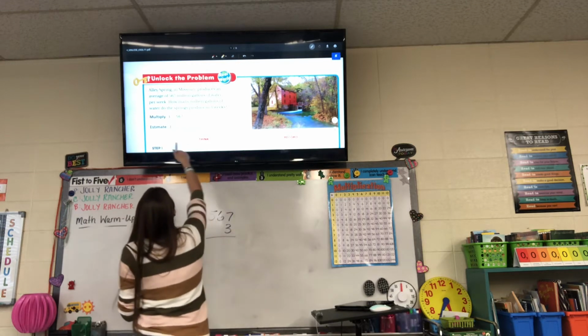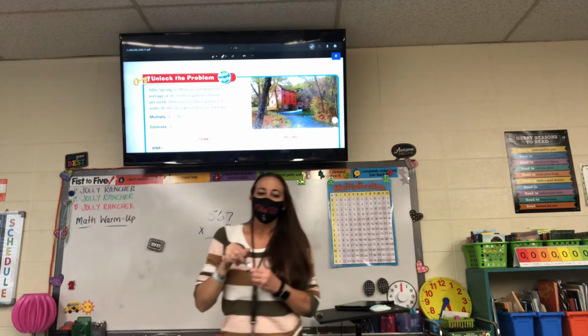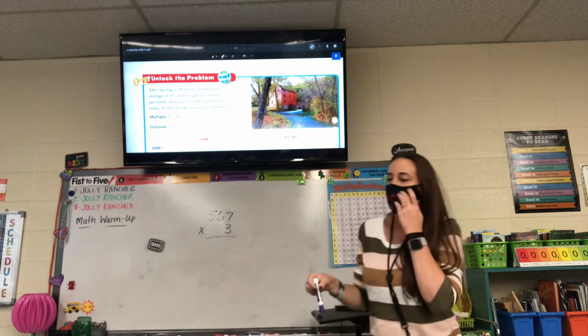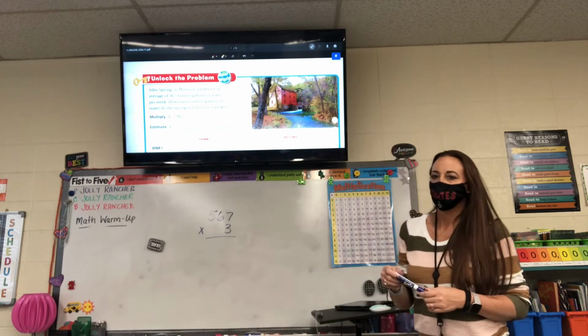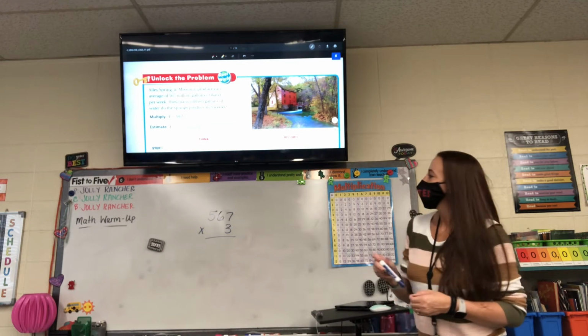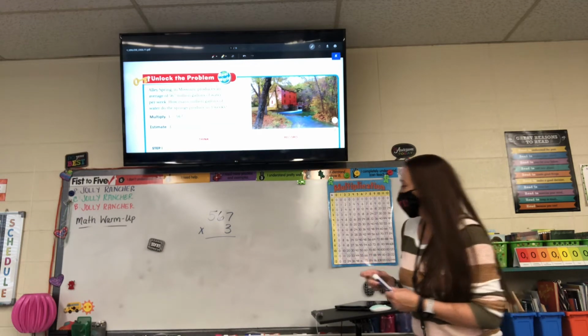Now, it wants us to estimate first, what does 567 round to? Sophie? It rounds to 600. Beautiful.